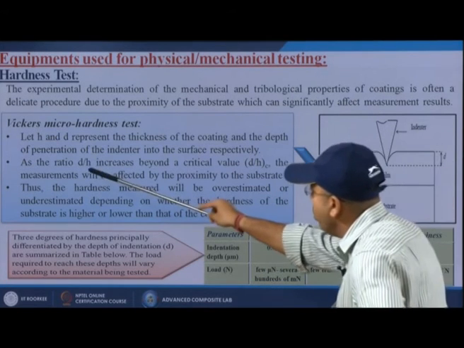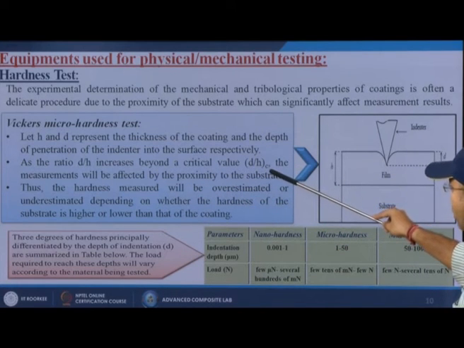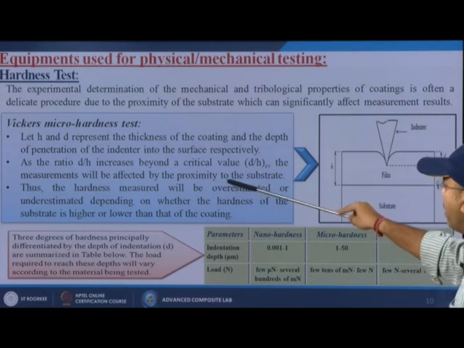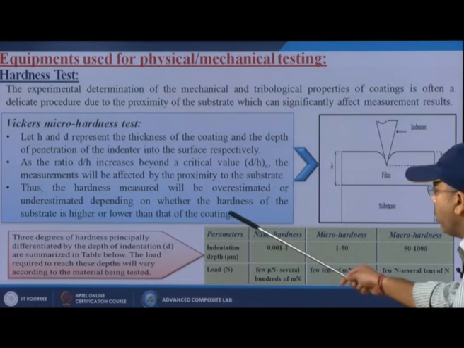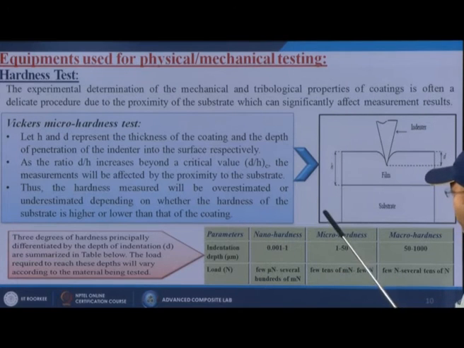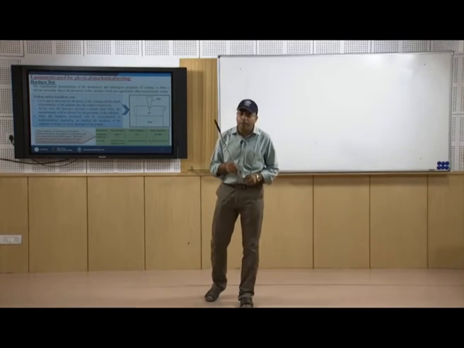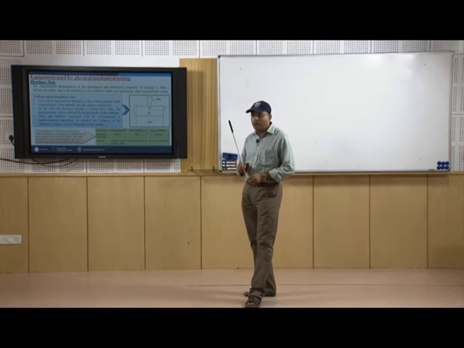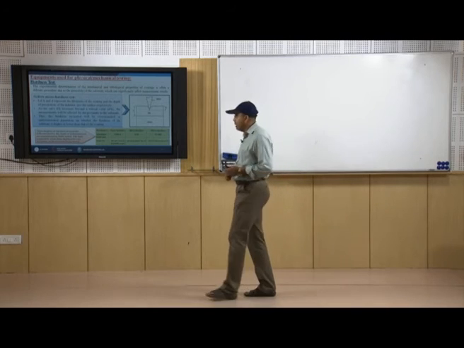Next, as the ratio d/h increases beyond a critical value (d/h)c, the measurement will be affected by the proximity of the substrate. Thus the hardness measured will be overestimated or underestimated, depending on whether the hardness of the substrate is higher or lower than that of the coating. From this technique we can measure how far my indenter goes inside the coating material. By calculating this value we can easily say what the hardness of our particular coating material is.